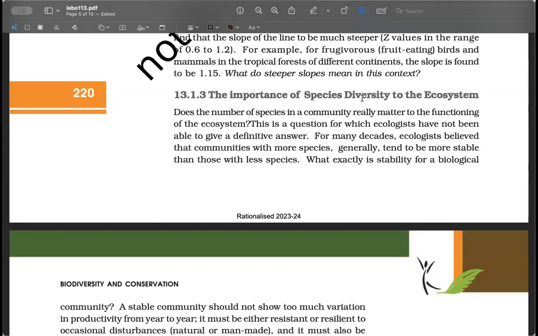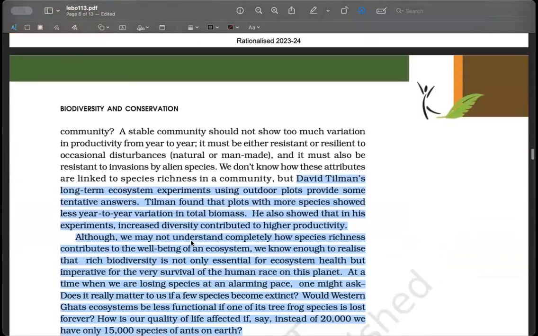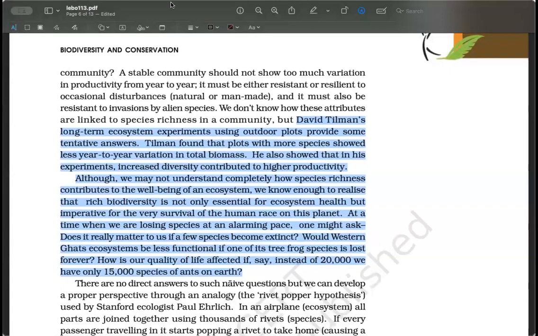Can I give a guess on this? Can I give a guess like what I understood from this? Yes, go ahead. So here it said, if a tree frog species is lost forever, how is it going to affect the ecosystem? If the frogs are lost, they completely vanish from that area. Other species are feeding on the frogs, so they will get affected, and then it just continues this way. So it will affect.